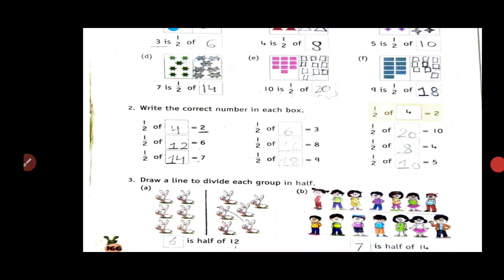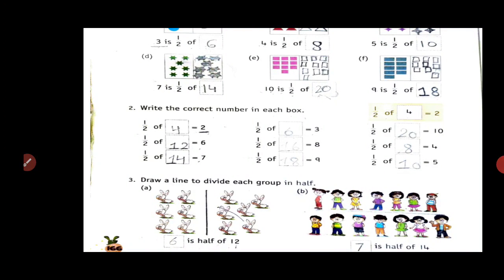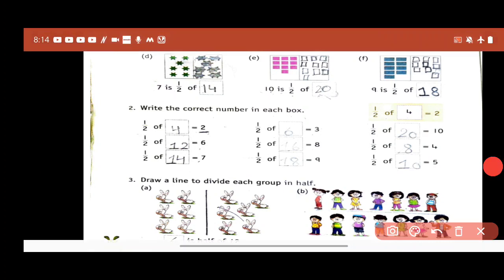Draw a line to divide each group in half. Over here, there are some images made. For example, in the first picture, there are 12 rabbits being made. And we have to draw a line to divide it into half. In half means into 2 equal parts. So what is half of 12? Divide 12 with 2. 2, 6 are 12. So it means 6 on the right side and 6 on the left side. Count 6 rabbits and make a line in between.